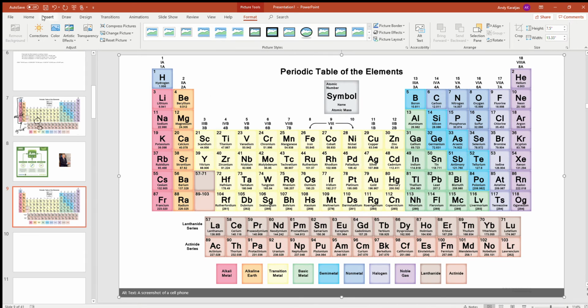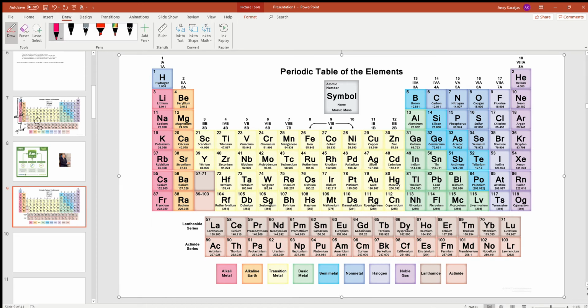So our first column, or group 1, are known as the alkali metals. Now, if you've never worked with the alkali metals, the most famous property of the alkali metals is that they're very, very reactive with water. And because they're in the same column, they have very similar reactivity.